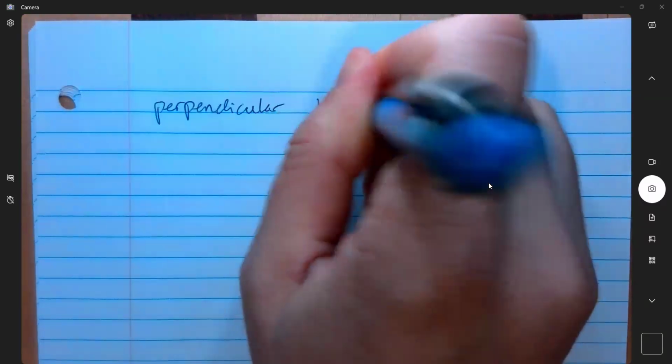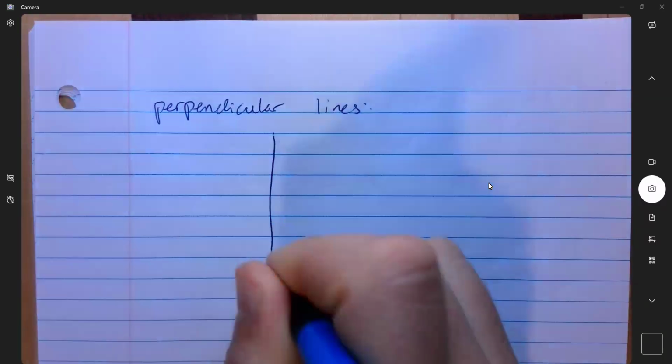Perpendicular lines add another level of complexity. So first, let's look at an example.